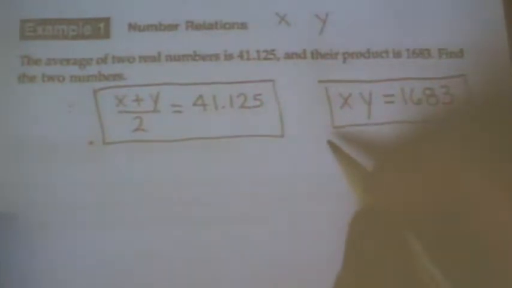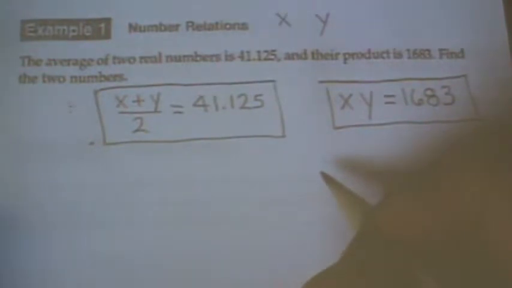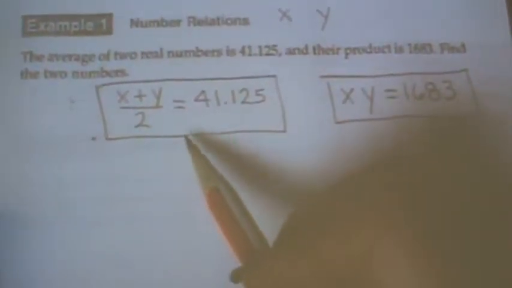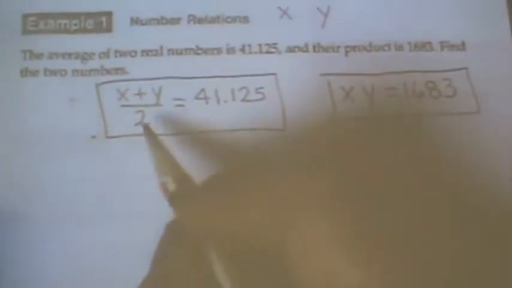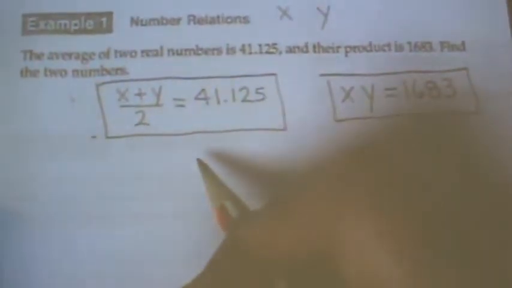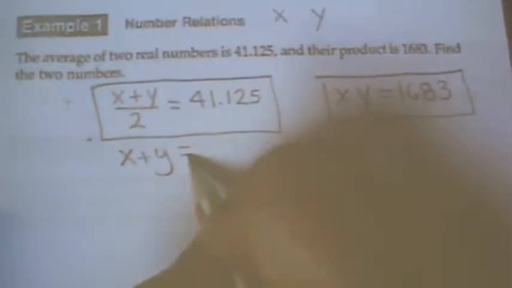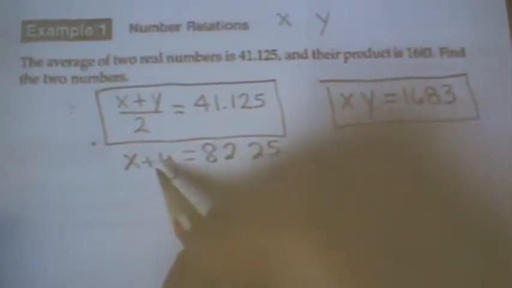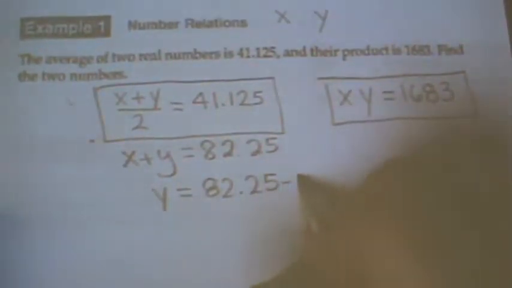So your job is going to be to merge one into the other using substitution. So we could do several things. The easiest thing would be to get X or Y by itself. Let's solve this equation for Y. It'd be easier than solving this and plugging it in here. So we can multiply 2 times 41.125, what do you get? 82.25, and then subtract X. So Y is equal to 82.25 minus X.